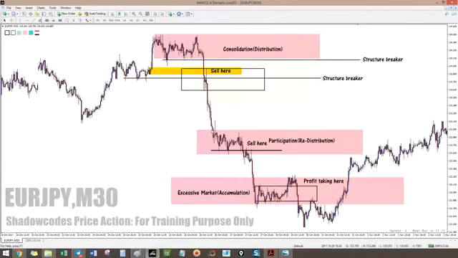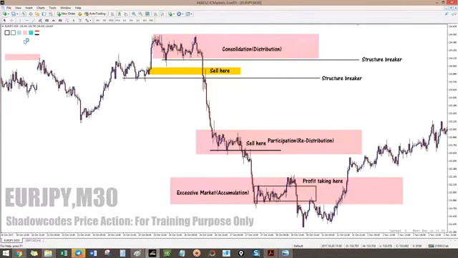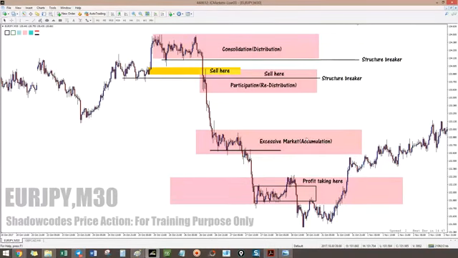Okay, you need to find something like this, the sideway, the sideway, and this one, the sideway. But you can take this one. For example, if you want to take this one as your structure, participation for sell here. And then your excessive market will be here. Your profit taking will be here, not here, because 1, 2, 3.